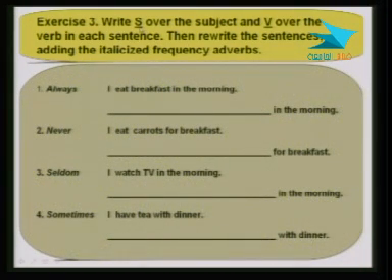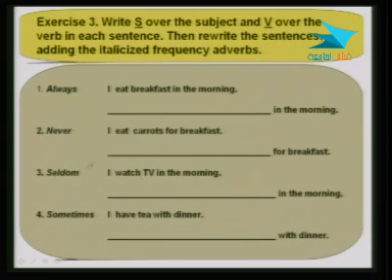Exercise 3. Now you write S over the subject and V over the verb in each sentence. Then rewrite the sentences, adding the italicized frequency adverbs. Look at these adverbs. These are the frequency adverbs. By the way, this exercise is in your book on page 57, so you can also follow with me.